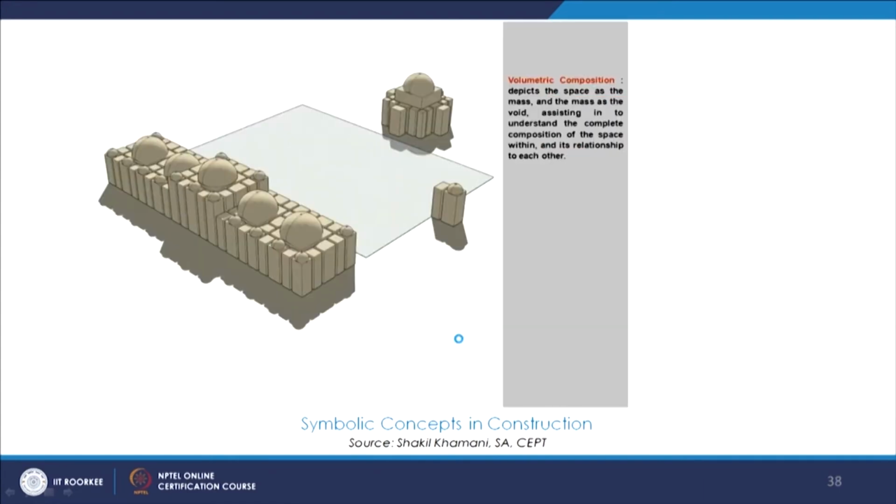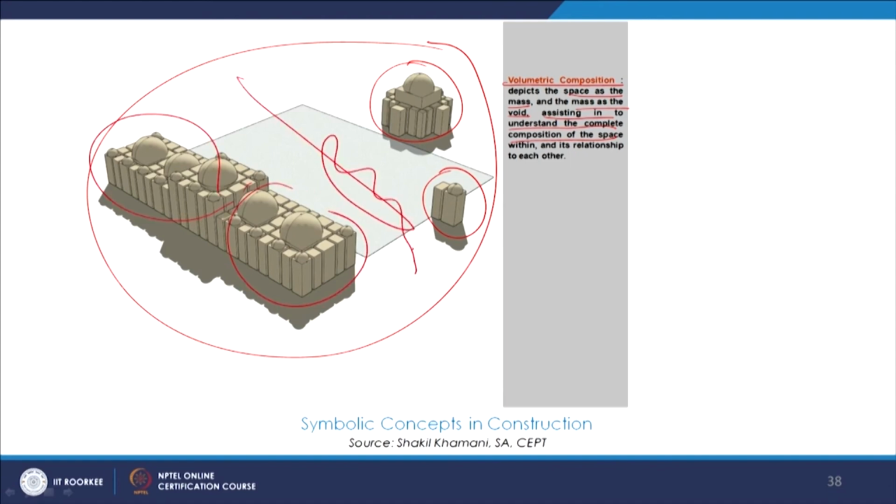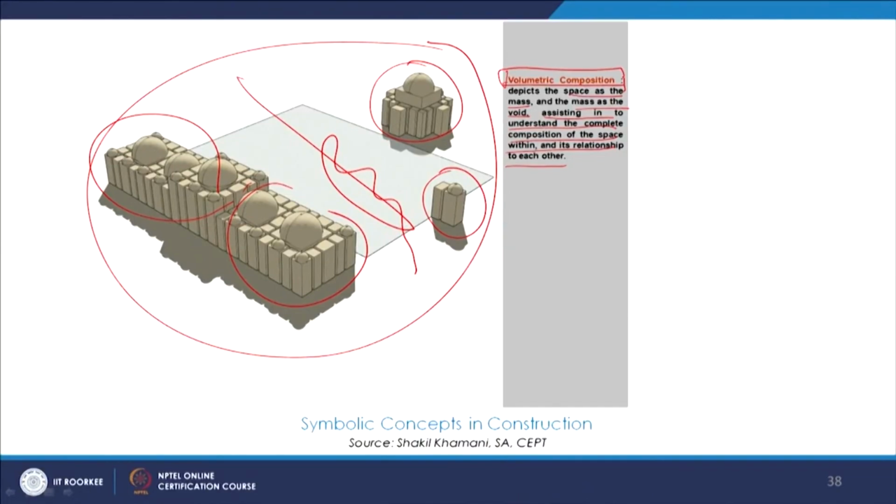Now talking about the volumetric composition, it depicts the space as the mass and the mass as the void, and assists us in understanding the complete composition of the space. So, the massing of the blocks and the intervening space between. How are they interrelated and how it gives us the sense of this entire spatial configuration. That is again a guiding principle of this volumetric composition.